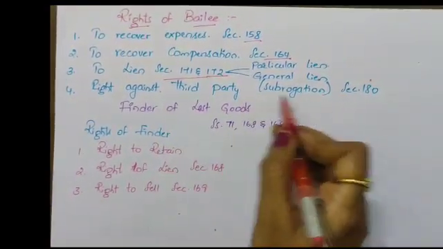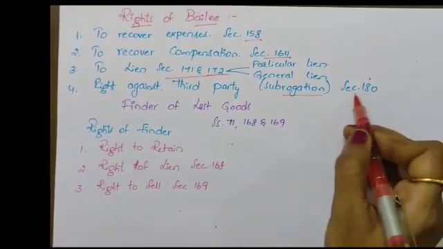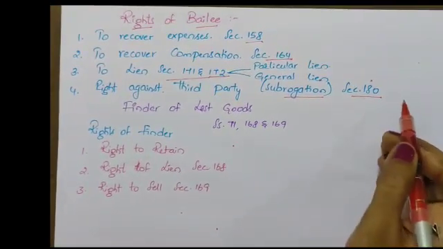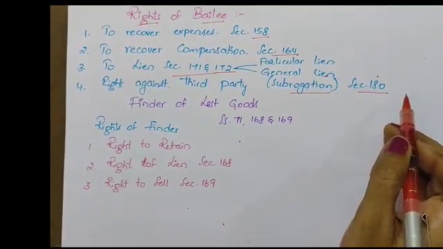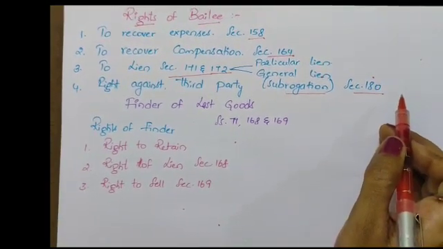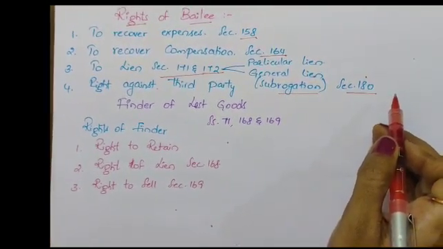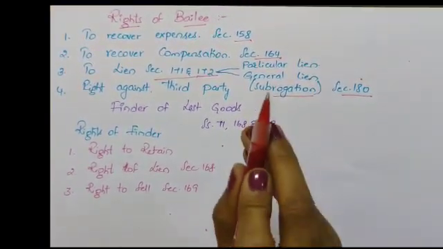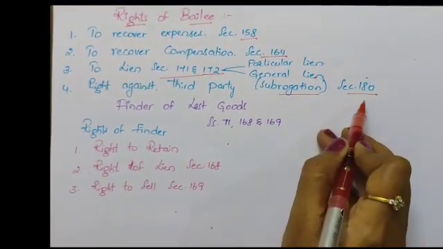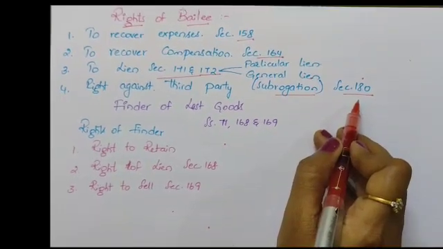Right against third party or subrogation under section 118. If a third person deprives the bailee from possession or enjoyment of the goods bailed, he can sue such third party. This right to sue the third party is also available to the bailor under the right of subrogation or doctrine of subrogation.